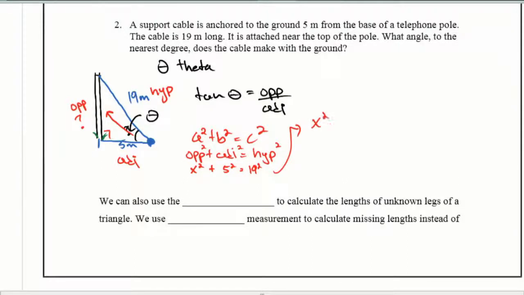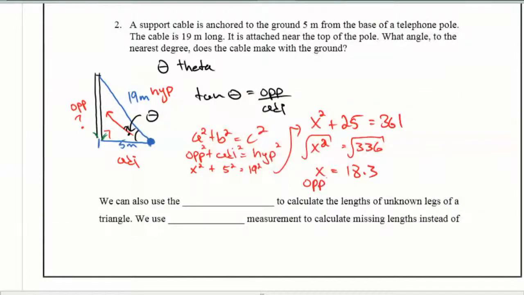All right, x squared plus 5 squared. 5 squared is 25, and 19 squared is 361. Subtract 25 from both sides, I end up with x squared is 336, and then take the square root of both sides, and I end up with x is equal to 18.3. So x, or the opposite side, is 18.3.